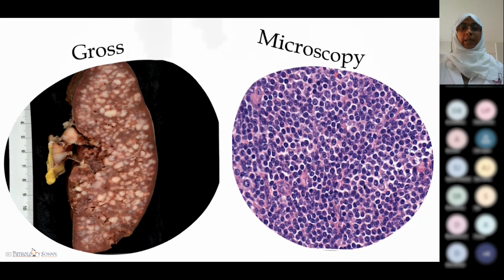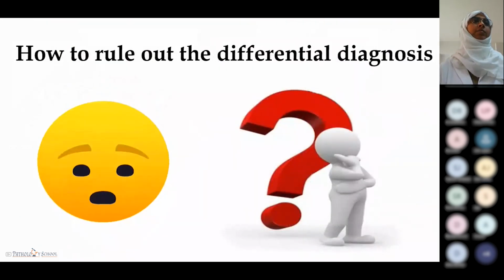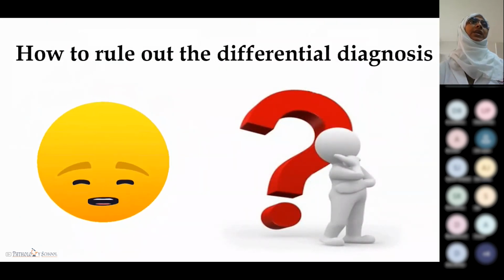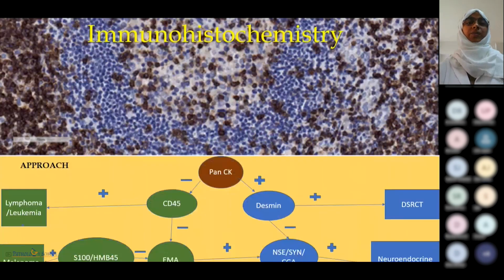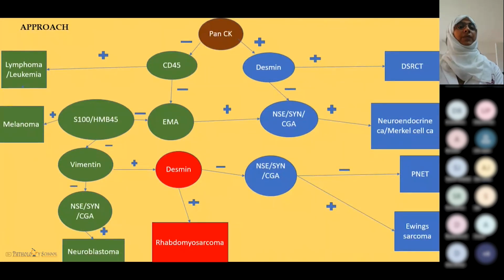Now there are so many of these small round cells. So how do you differentiate them? The best and easiest way that we could afford is immunohistochemistry. First we put a pan-cytokeratin marker. If it turns out to be negative, then we go with CD45. Its positivity will indicate lymphoma. If not, we go with EMA. If EMA is negative, we go with HMB45. Its positivity will indicate melanoma.